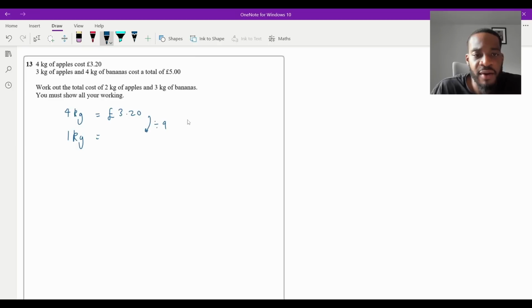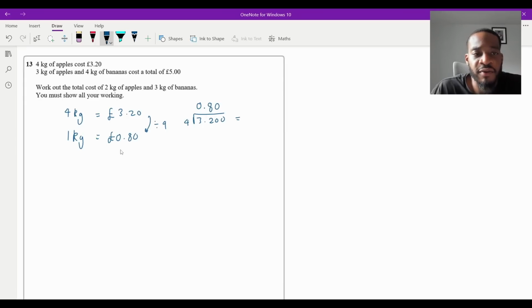So if I divide that by 4, that's going to be 3.20. 4 doesn't go into 3, so I can put a 0 there. How many times does 4 go into 32? That goes in 8 times, doesn't it? So I can put an 8 there, and that's just going to be zeros. So the answer is going to be 80p, isn't it? So that's going to be 80p. Okay. So we now know the cost of a kilogram of apple.